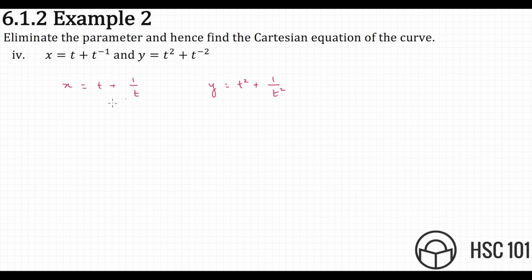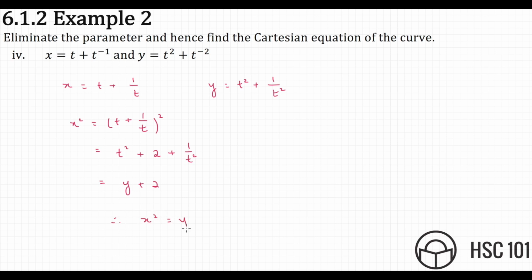Because if I start off with x and I square it, just a hunch, you can see that taking t plus 1 on t inside brackets and squaring it is going to give us t squared plus 2 times t times 1 over t, which is plus 2, plus 1 over t squared. And then if that's the case, you can see that in this bracket when I square it, I do end up with a t squared plus 1 on t squared term. So t squared plus 1 over t squared is equal to y. So then I can say that this is just equal to y plus 2.